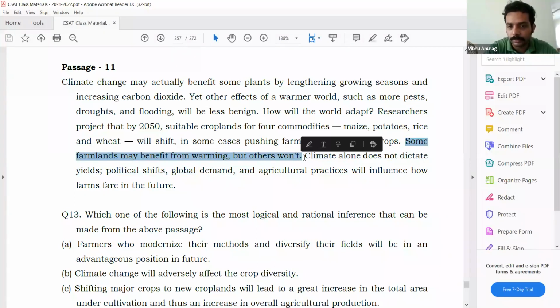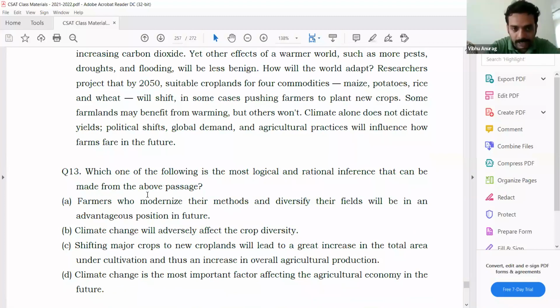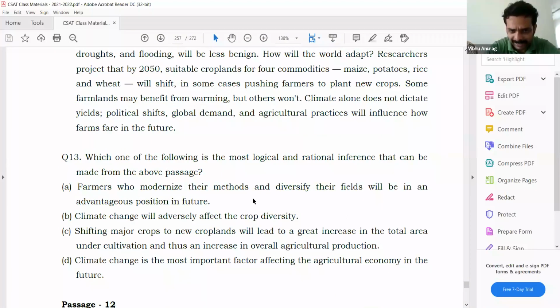So it's a mixed impact. Some will benefit, some will suffer. Climate alone does not dictate yields. So there are other factors as well, which I mentioned here. Political shifts, global demands, and agricultural practices will influence how farmers fare in the future, how they perform in the future. So now what can we infer from this? Option A, farmers who modernize their methods and diversify their fields will be in an advantageous position in the future. That is correct.